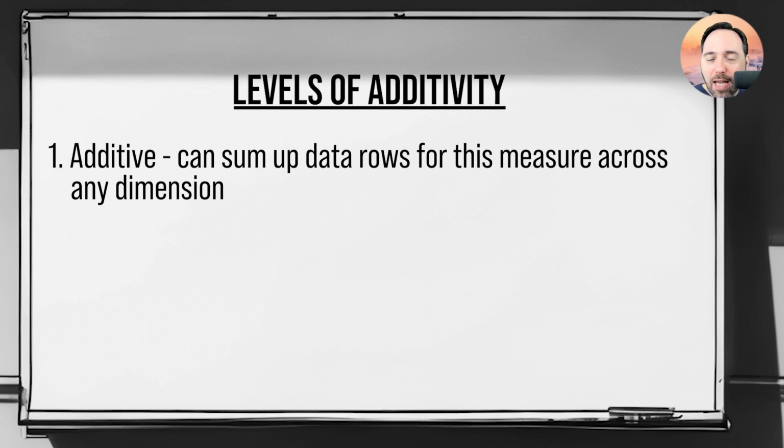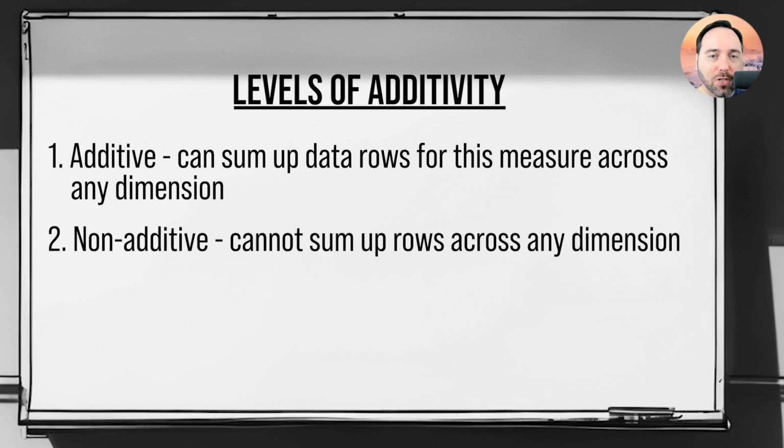The opposite side of the coin is non-additive measures. For these, we cannot sum up rows across any dimension. Typically, these are percentages or ratios.